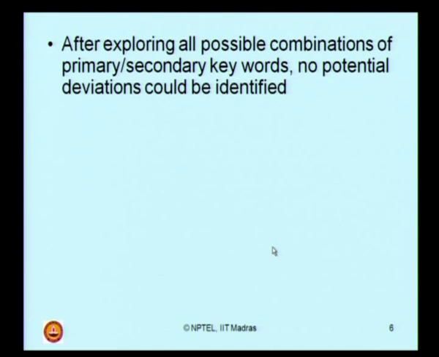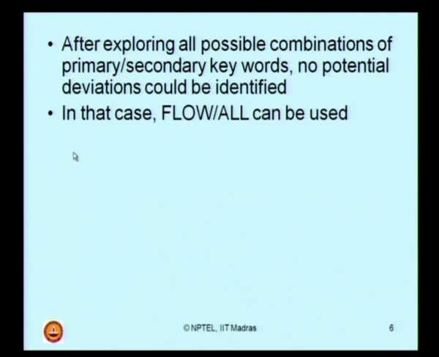So, after exploring all possible combinations of primary and secondary keyword, if you think no potential deviations could be identified, then I can use what we call a macro word. For example, in that case flow all can also be used. If you say that flow can have a possibility of less, more, other, reverse, etc., all such possibilities are possible to be associated with the primary keyword flow, then you simply say flow slash all instead of flow less, flow more, etc.